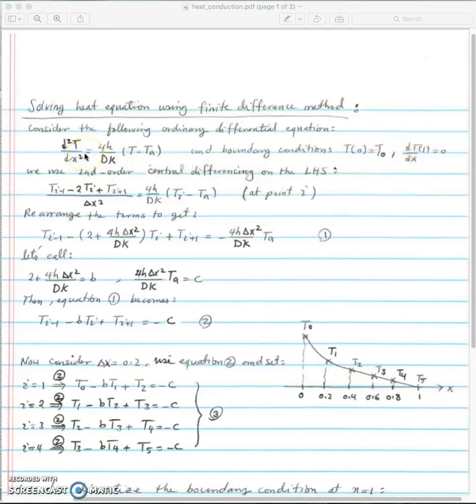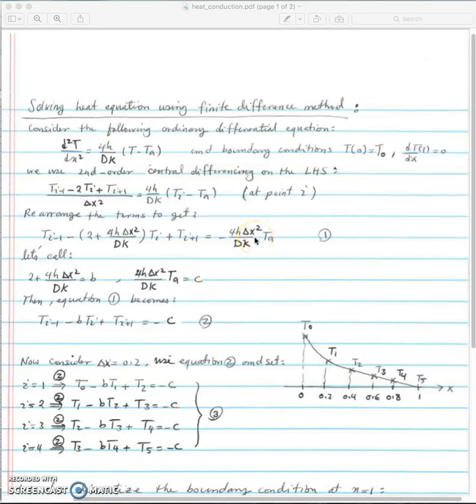We use the central difference method to discretize the left side of this differential equation. If you look at page 83, you find that the central difference applied to this term is going to be Ti minus 1 minus 2Ti plus Ti plus 1 divided by del x squared. All the temperatures are unknown, so we move all the Ti plus 1, Ti minus 1 to the left, and everything else to the right. By doing that, we get equation 1 here, where we call the coefficient of Ti as B, as you can see here. And what's left over on the right, we call it C, which is known.